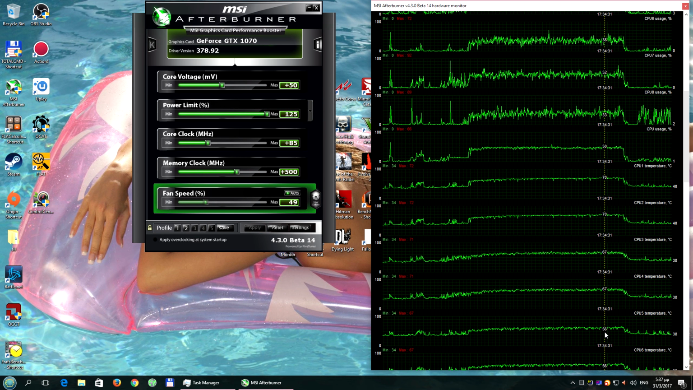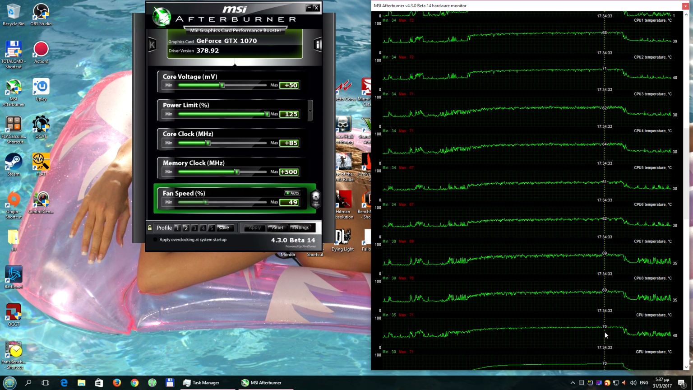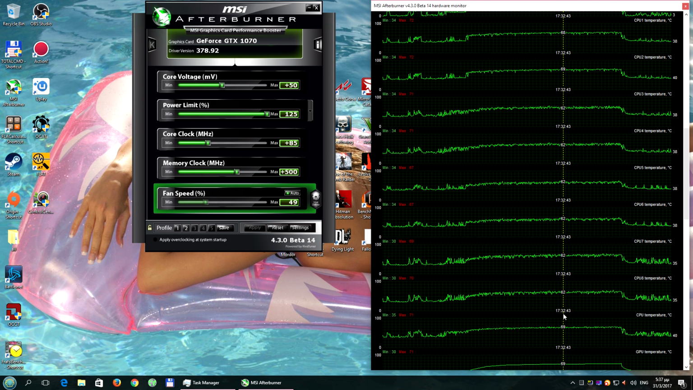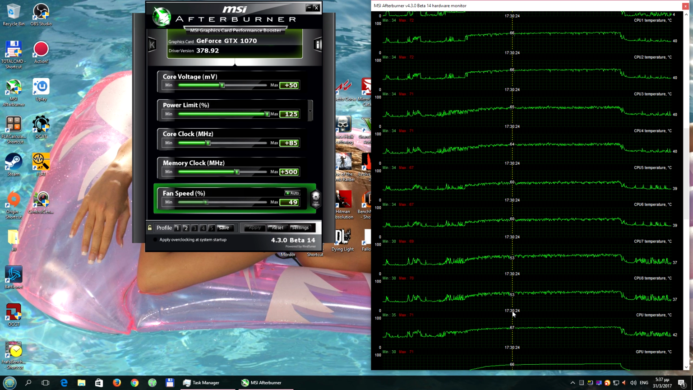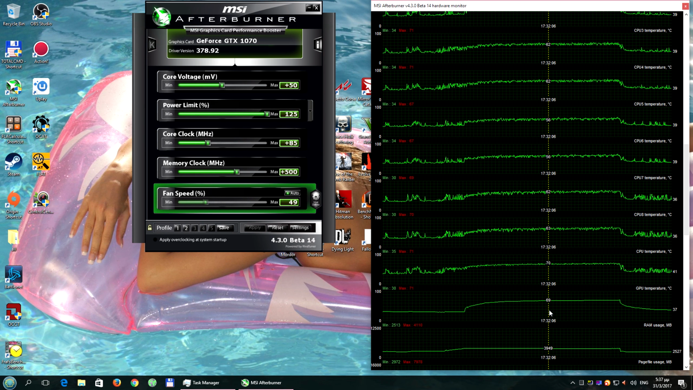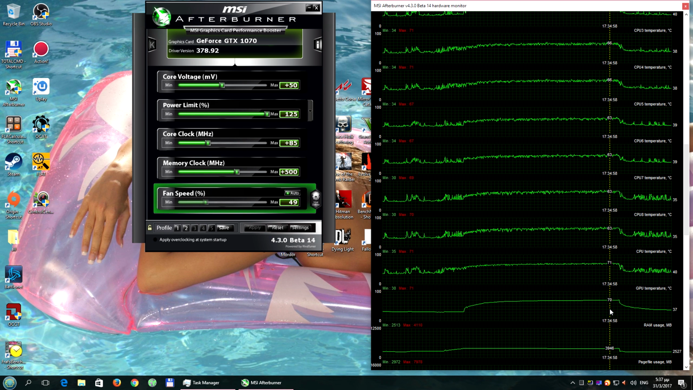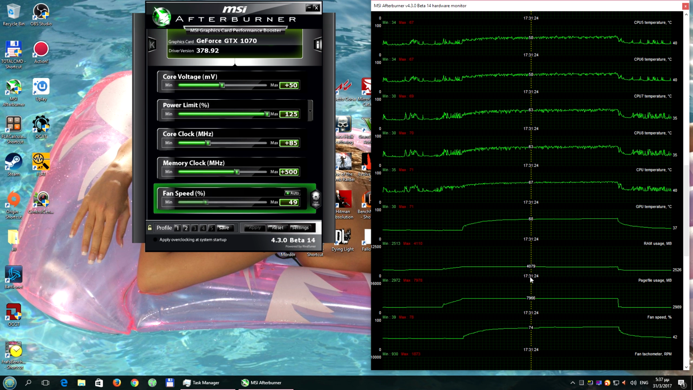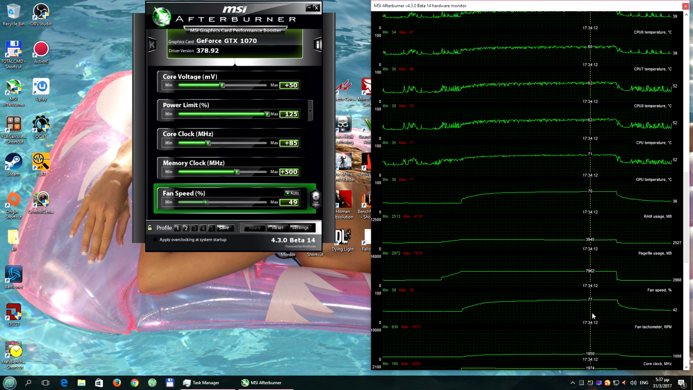CPU temps are okay for the workload we just saw. They are very reasonable. GPU temps are also quite good. 4 gigabytes, 4.1 gigabytes of RAM usage.